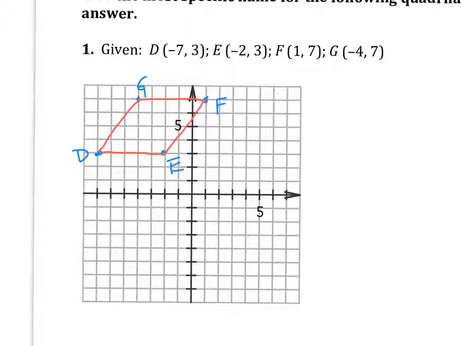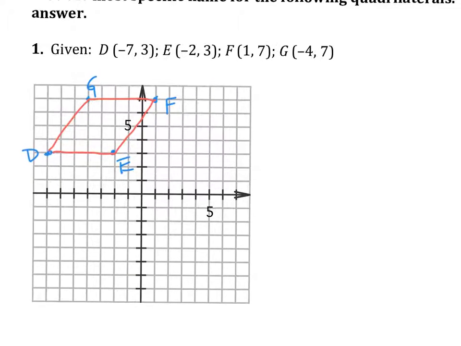All right, so now our objective is to identify whether or not it's a parallelogram, a square, a rhombus, a kite, a trapezoid, an isosceles trapezoid, so on and so forth. The way that we're going to do this is by focusing on 2 things. Number 1, find the slopes of all 4 sides. So we're going to find the slope of DE, the slope of EF, the slope of GF, and the slope of DG.